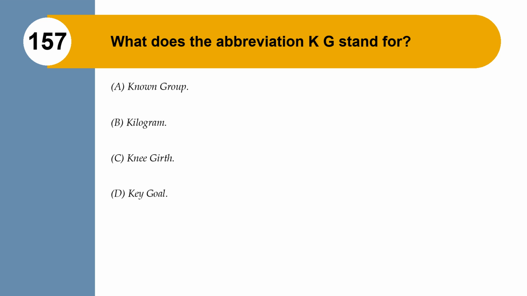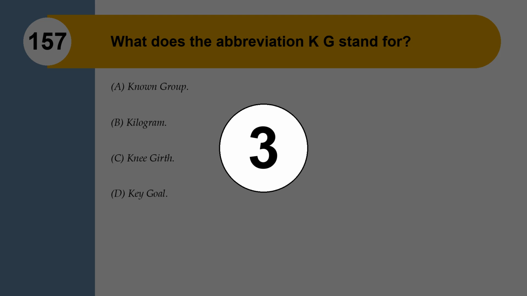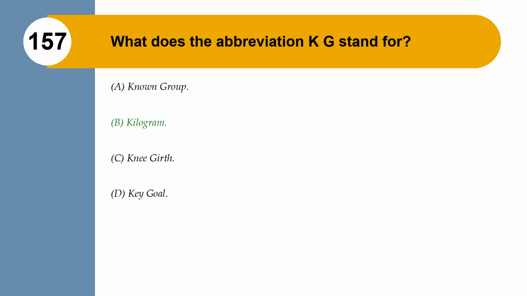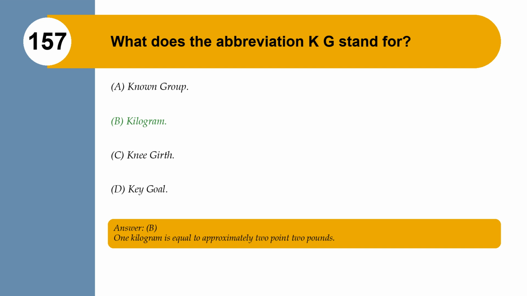Question 157. What does the abbreviation KG stand for? Option A, known group. Option B, kilogram. Option C, knee girth. Option D, key goal. The correct answer is option B, kilogram. Explanation: 1 kilogram is equal to approximately 2.2 pounds.